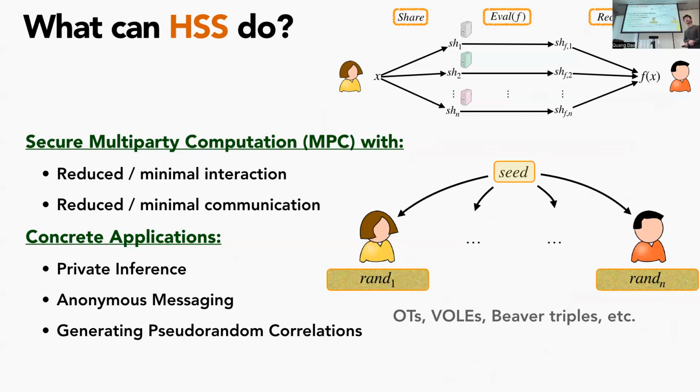Another type of application is in generating large amounts of correlated pseudo-randomness. What I mean by this is that in a setup phase, we can have a short seed distributed to all parties. And then in an online phase, these parties can expand the seed to have a large amount of randomness that are correlated with each other. And these can be the very useful kinds of correlations that you typically need for MPC protocols, like oblivious transfer, vector oblivious linear evaluations, oblivious triples, and so on. Okay, so we have lots of applications that are derived from HSS.